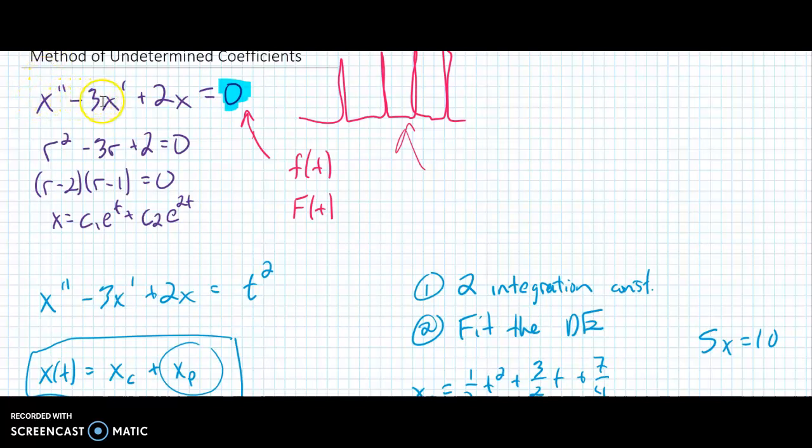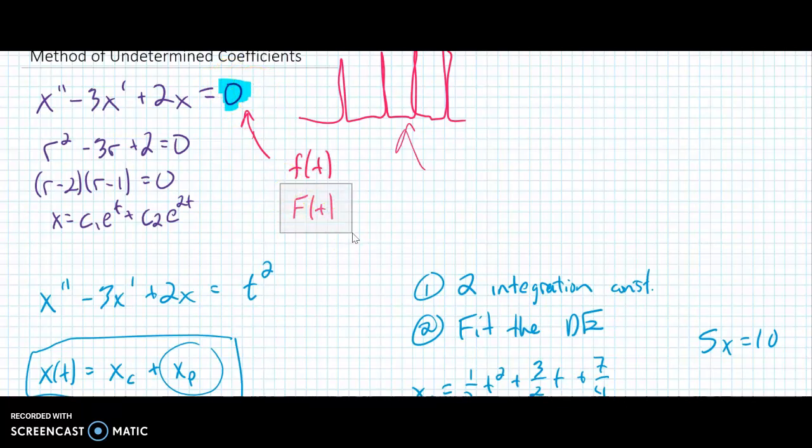x double prime minus 3x prime plus 2x equals 0. So you should know how to find a characteristic equation and to find a function that would be a solution to that. It's got two c's because we have a double derivative right there. So we integrate twice, essentially, with our little algebra tricks in order to get the solution to this. That's why we have two c's. So we use undetermined coefficients when we put a function of t on this right-hand side instead of the 0.